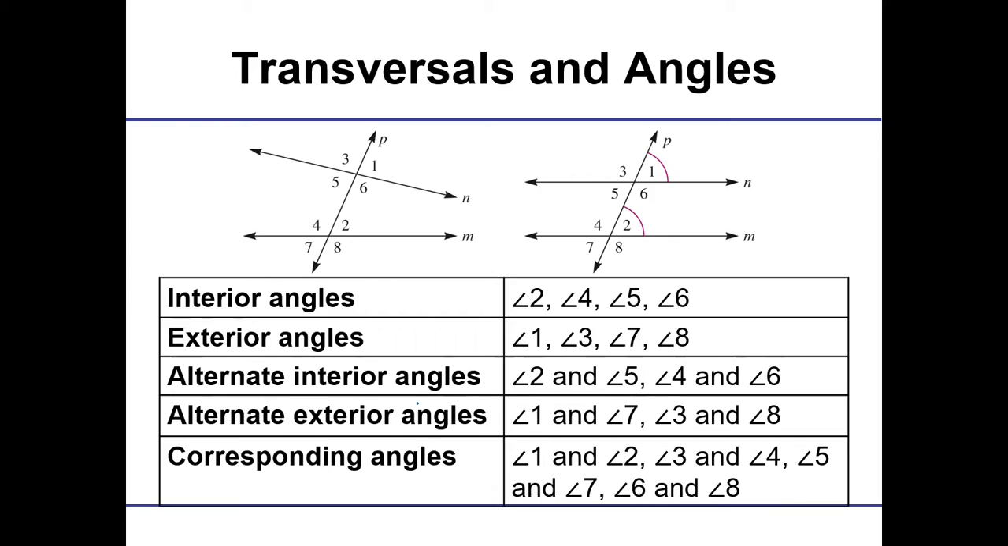Alternate exterior angles are angles that occur outside of lines M and N. Angle 3 and angle 8 are a pair of alternate exterior angles. Angle 1 and angle 7 are also alternate exterior angles.